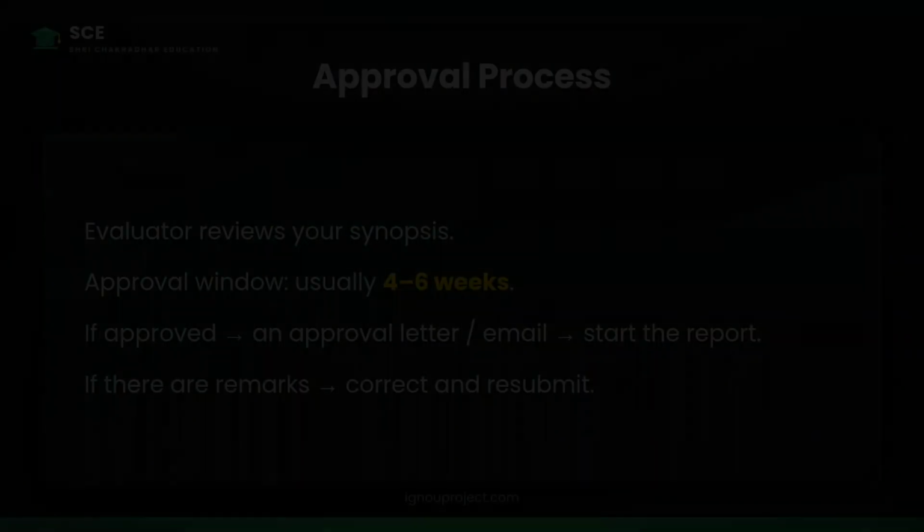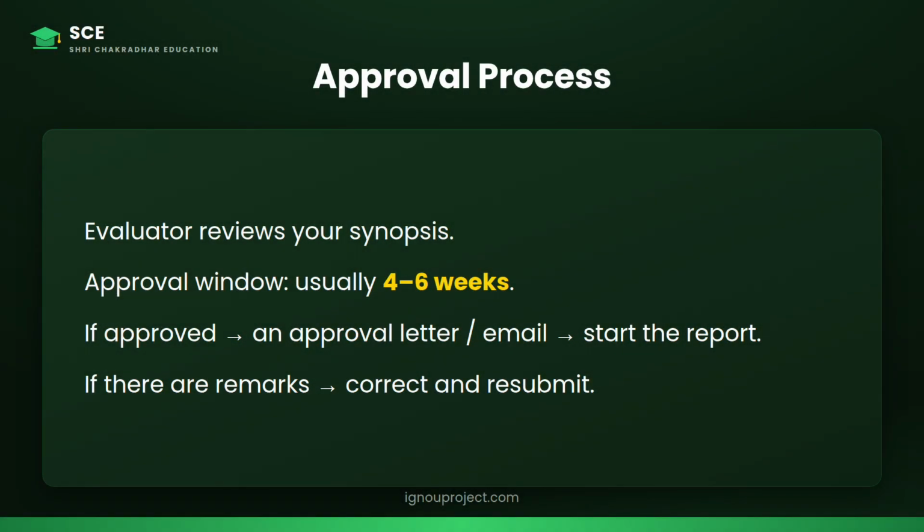Now, the approval process. Once your regional center receives your synopsis, an evaluator reviews it. The approval window is usually 4 to 6 weeks, so submit early, well before your project deadline. If your synopsis is approved, you will receive a formal approval, an approval letter or email, and only then should you begin your full research and report.